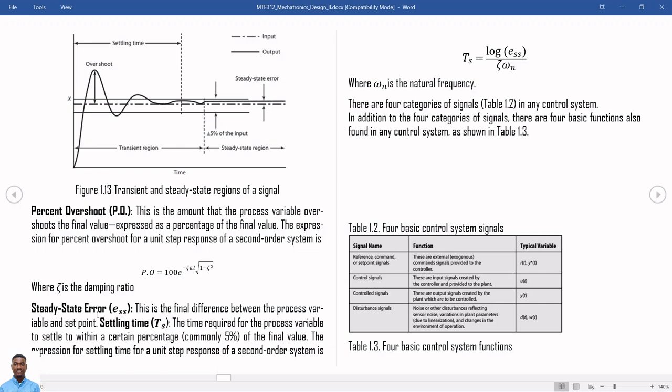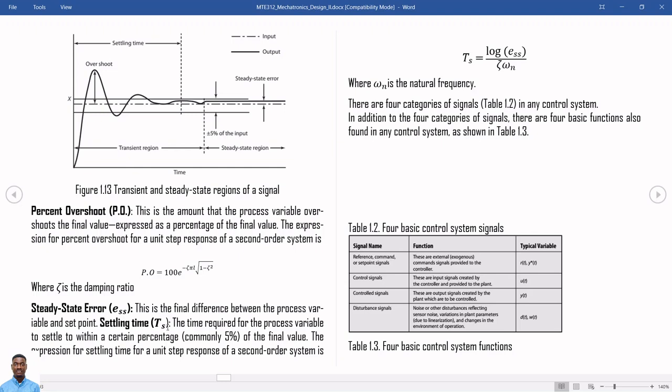Also we have the steady state error, ESS. The steady state error is the final difference between the process variable and the set point. The input here is the set point. So the final difference between the process variable and the set point is referred to as your steady state error. The difference between this output and this input at this endpoint here is the steady state error.